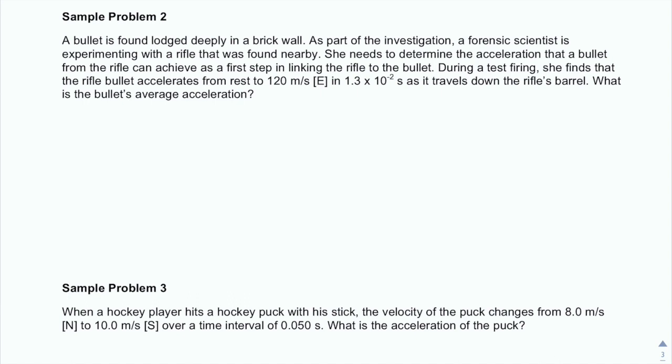Let's start by identifying what's given in the question. We are given this value here, 120 meters per second east, and this value here, 1.3 times 10 to the power of negative 2 seconds. So writing down what's given, this bullet reaches a velocity of 120 meters per second east in an elapsed time of 1.3 times 10 to the power of negative 2 seconds. And our job is to find the acceleration of this bullet.